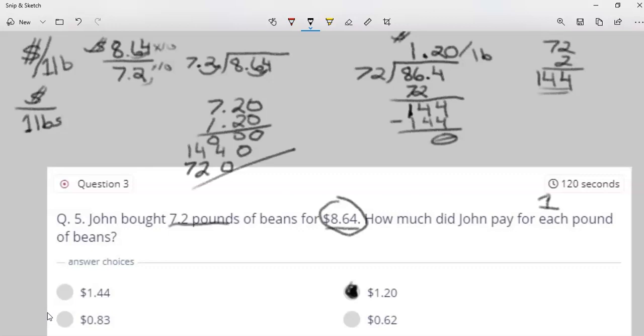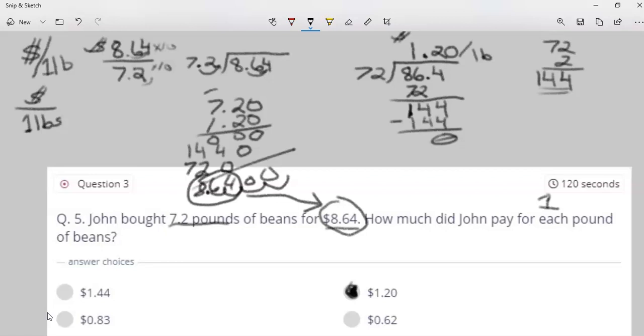Let's see what that gets us. This is a little sloppy, isn't it? 0, 0, 4. 4 and 2 is 6. 7, 1 is 8. 1, 2, 3, 4 decimal places. 1, 2, 3, 4. Look at that. 8. There it is. 864. Now I know that was sloppy, but it did work.